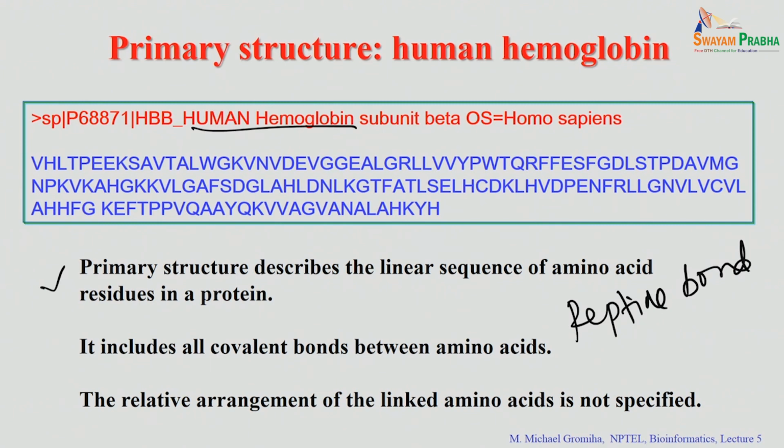So, we know all the covalent bonds between the amino acids, but the relative arrangement of these amino acids is not specified. We do not know where they are located. So, we know only the combination and the covalent bonds.